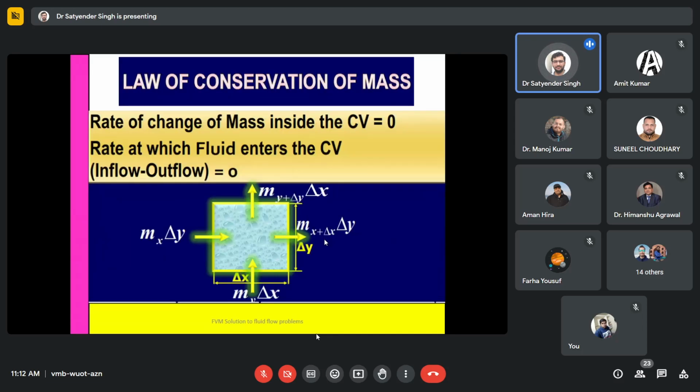Now the conservation of mass. This is again a recapitulation. We already know all about the conservation of mass and conservation of momentum, and we are just revising them again. From the conservation of mass, for a control volume approach, the mass entering through a control surface must be equal to the mass leaving through another control surface. So inflow minus outflow must be zero.